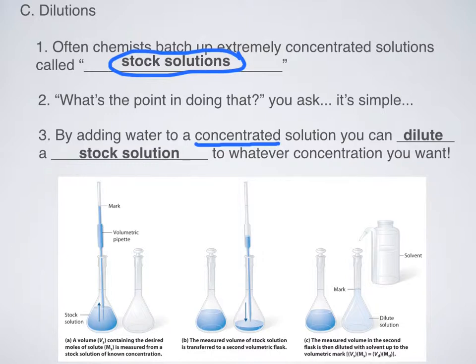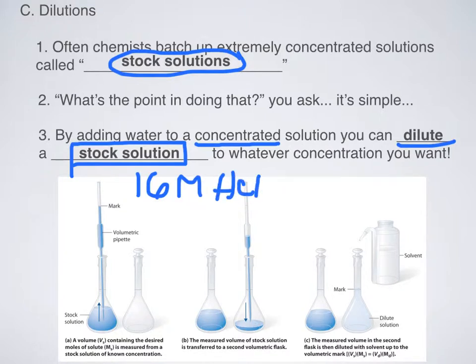So what would be the point in buying extremely strong chemicals? Like if I had to buy chemicals, why wouldn't I just buy it already diluted down to the concentration that I want? Well, the reason is that if you buy a stock solution, you can always dilute it down. I could technically take an extremely concentrated solution of, let's say, 16 molar HCl, and by adding water, I can literally turn that into anything lower than 16 molar.